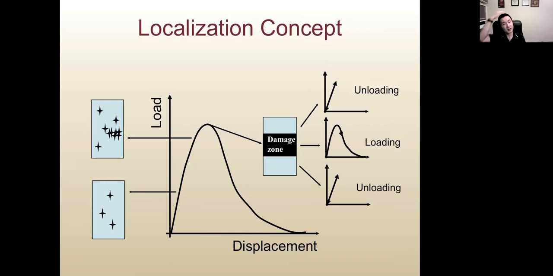So again, here shows the localization concept. After concrete reaches the peak load, only certain areas are damaged, and we call that the damage zone. In the damage zone, the resistance to load becomes zero. But the other zones are undamaged. When you release the stress, they behave like elastic materials, and the strain will go back to almost zero. So this is the reason why concrete can still resist some of the load even after the peak load is achieved.